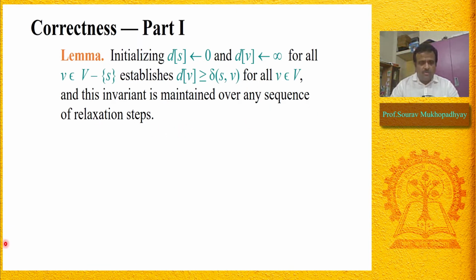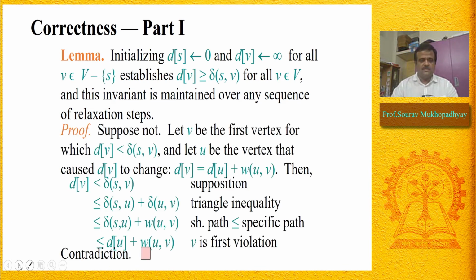So, how to prove this? We will prove this by contradiction. Suppose this is not true. Then there will be a first vertex which violates this. The initial condition is infinity, and infinity is always greater than any real value, so it is true there. For S it is also true, because for S we know that it is delta of S comma S.